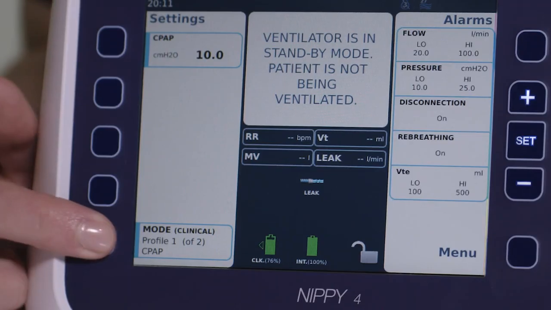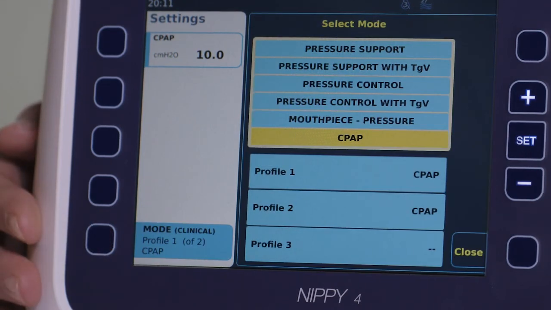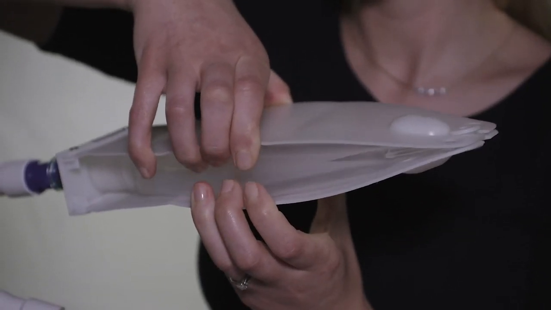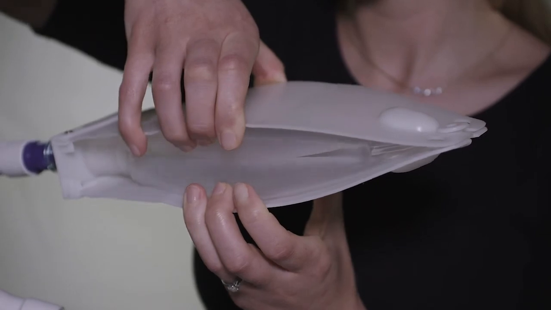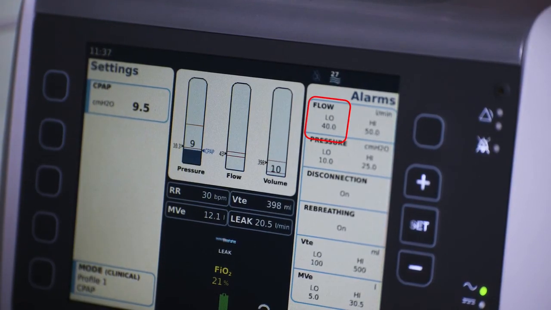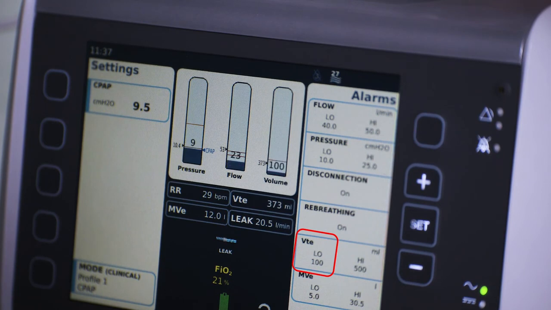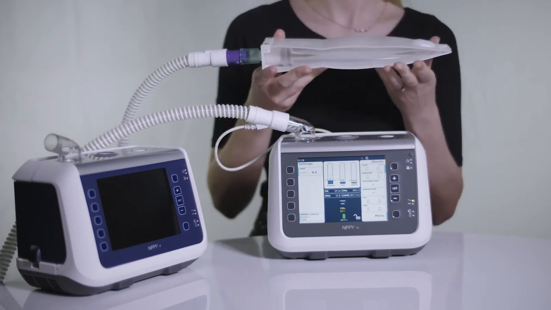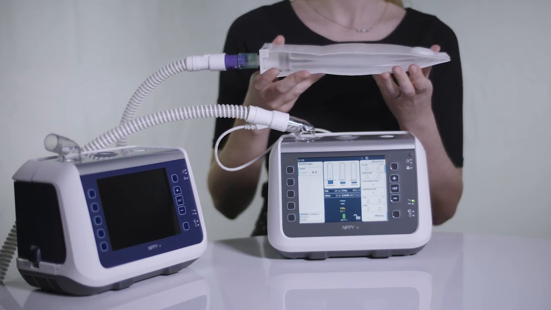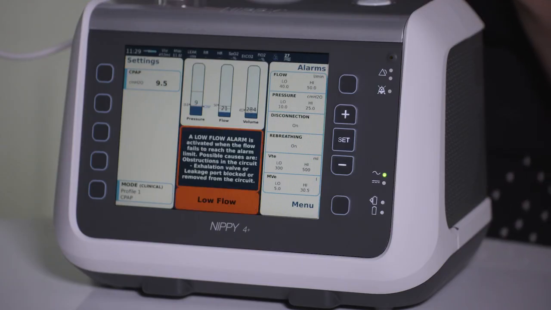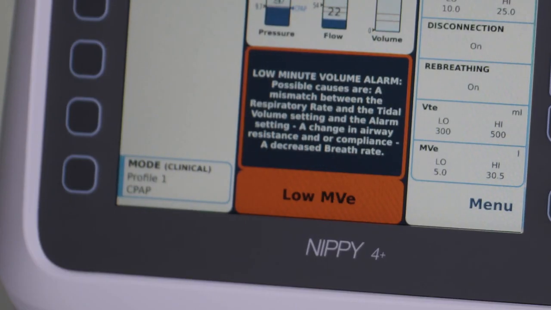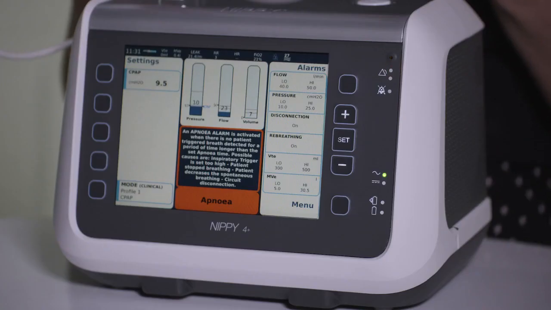When the NIPPY 4 or 4 Plus are set into a CPAP mode, there is no backup breath rate. As such, it is important to know if there is a lack of any patient inspiratory effort. You can see in a CPAP setup the total flow should be exceeding the low flow alarm limit, and the tidal volume should be exceeding the low volume alarm limit. In the event of a lack of any patient breathing effort, you may see one or more of the following alarms, depending on what has been set by the clinician: low flow, low VTE, low minute ventilation, or an apnea alarm.